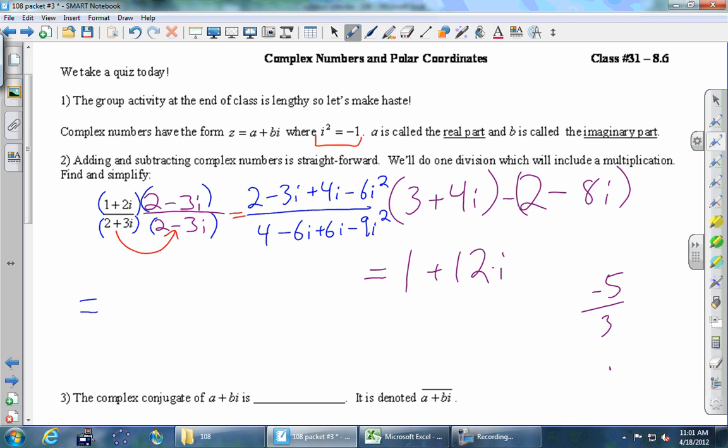Any questions about the foiling upstairs or downstairs? Again, if i is too much to look at, put an X there. It behaves the same. And then let's clean things up.